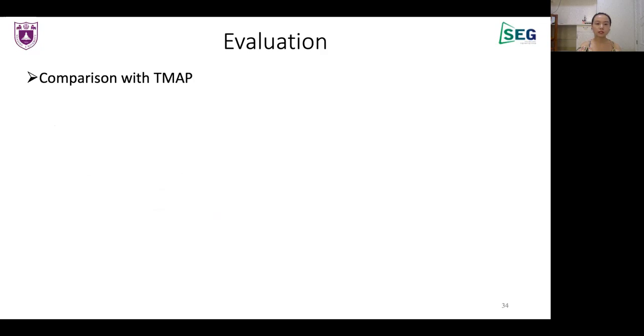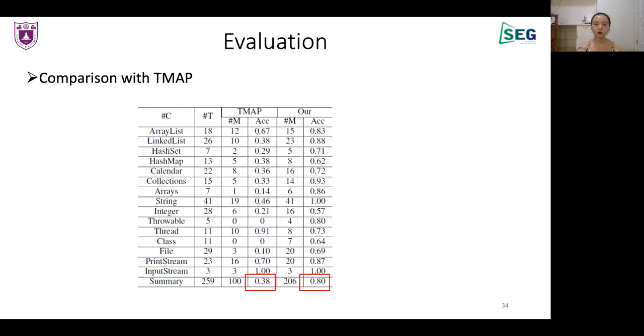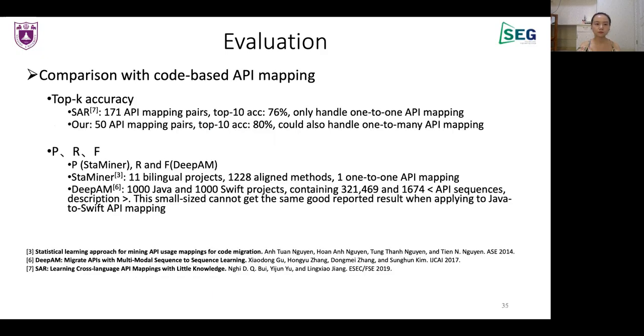Finally, we compare with current works. We first compare with documentation-based DMAP. From the table, we can see our approach is superior to DMAP. Finally, we compare with code-based approaches. For top 10 accuracy, we compare with SAR.